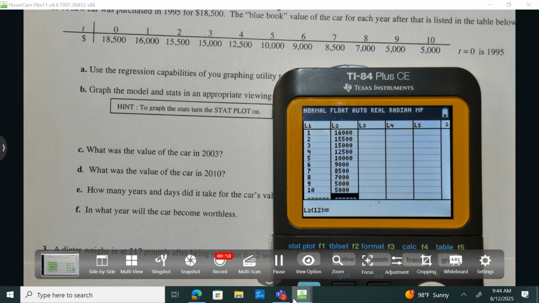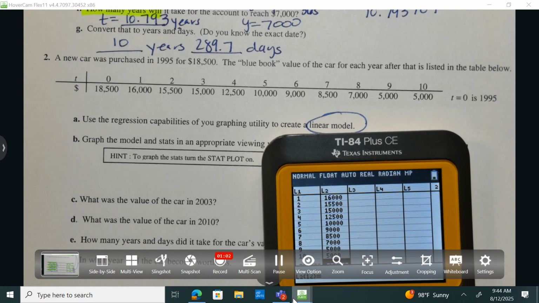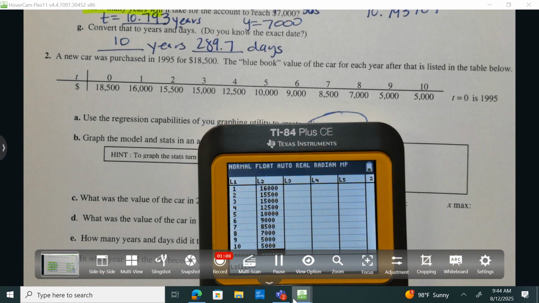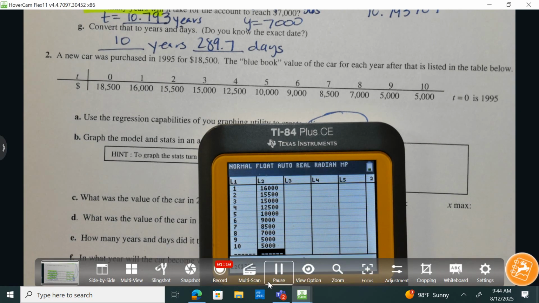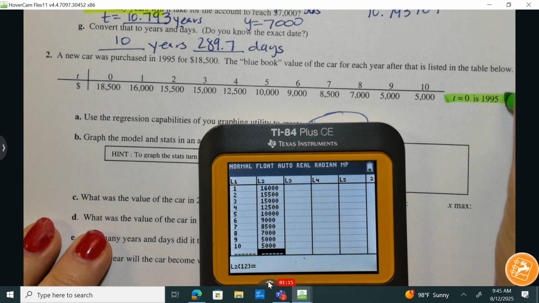This problem says a new car was purchased in 1995 for $18,500. The blue book value of the car for each year after is listed. So after you've finished plugging those in, what I'd like us to do is circle, this is going to be important, or highlight, excuse me, this is the initial year.